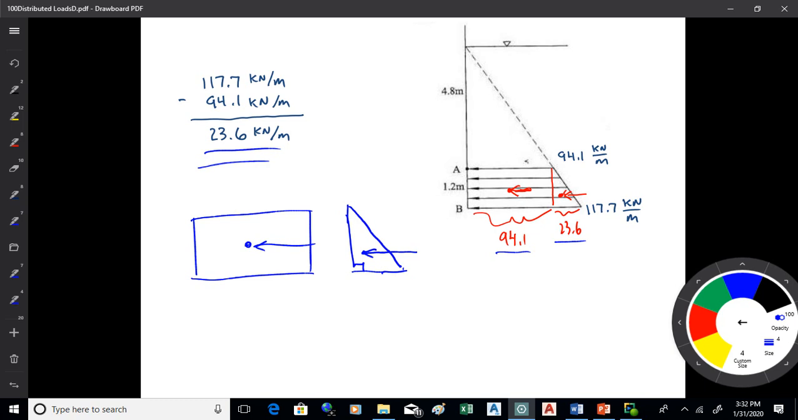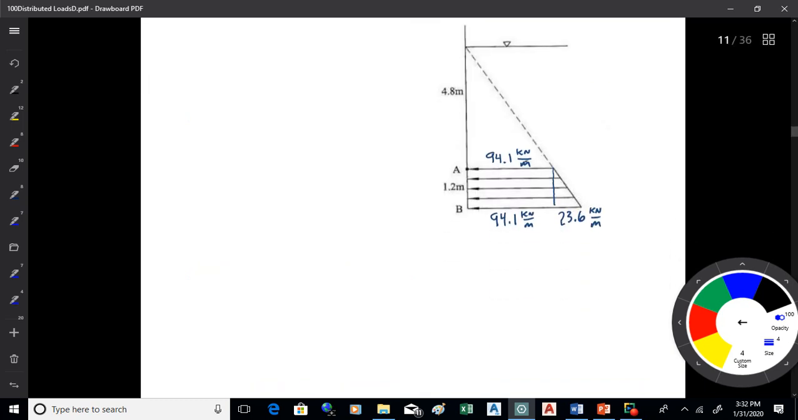So I'll go ahead and find the areas of those diagrams, because that's how I find the forces. I'm going to find the area of the rectangle and then the area of the triangle. I've got the 94.1, which is the value right here. That's how I get the dimensions of the rectangle, and what's left over is what goes into the triangle. That's the idea.